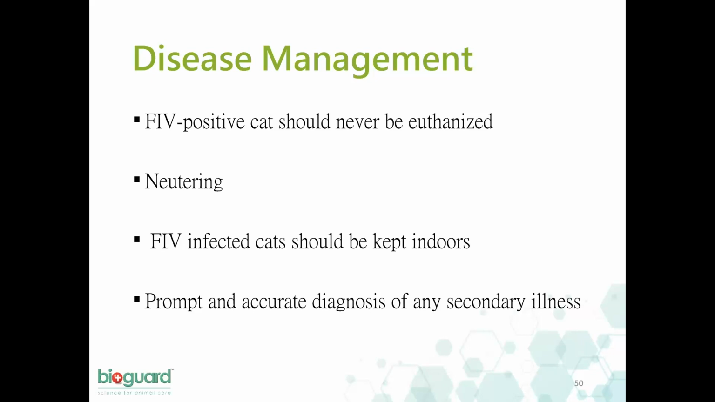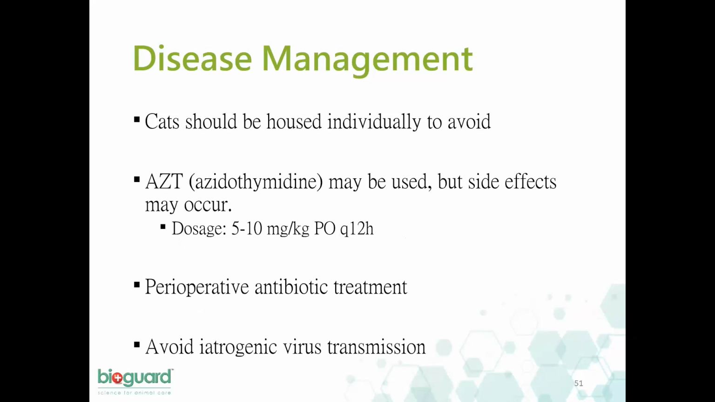Prompt and accurate diagnosis of secondary illnesses is essential. The earlier these diseases are identified, the earlier treatment can start. In shelters, cats should be housed individually to avoid cross-infection. AZT or azithromycin may be used for treating FIV infection or the secondary infection, but side effects may occur.